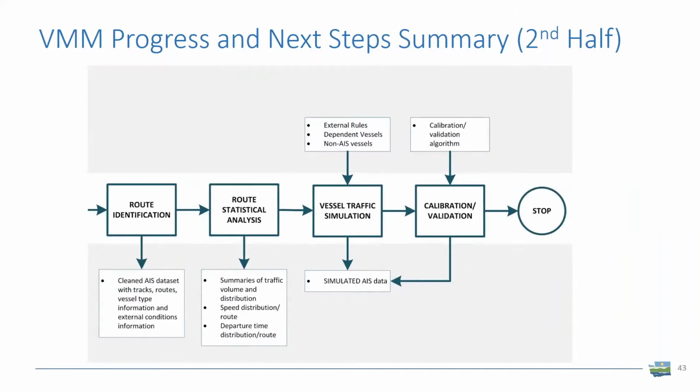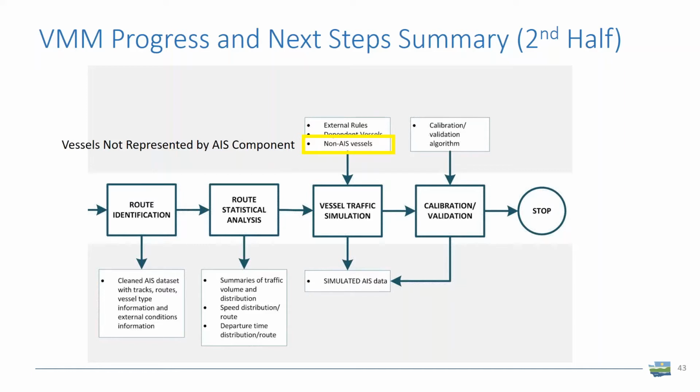The second half of the chart goes into the details around the statistical analysis of the routes and the need to add our additional rules that we talked about today. There's some detail here that goes beyond what we focused on, but I want to highlight on this slide where the last three components that we discussed today fall in the process that we're working from. You can see that the components related to external rules, dependent vessels, and vessels not represented by AIS come into play a little later in the process. So we have a little bit more time to dig into these in depth.